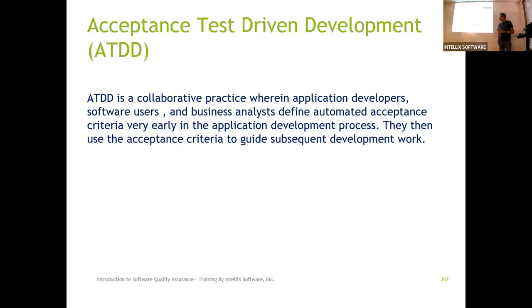So how does ATDD work? ATDD is a collaborative practice where application developers, software users, business users, business analysts define the acceptance tests or acceptance criteria very early in the application development process. It works with the Agile process. ATDD is nothing but an Agile process concept, where everybody is working collaboratively at every step. When they are collecting the requirements or writing the user stories, you as a tester are also sitting at the same table with the business user, the business analyst and the developers. So everybody is working collaboratively.